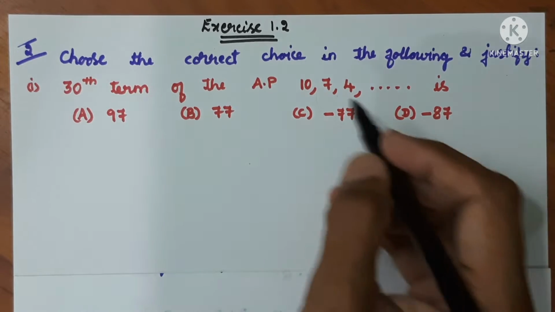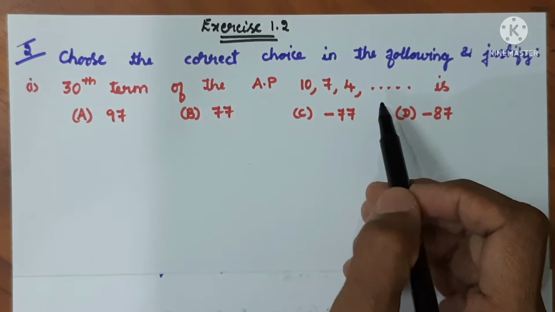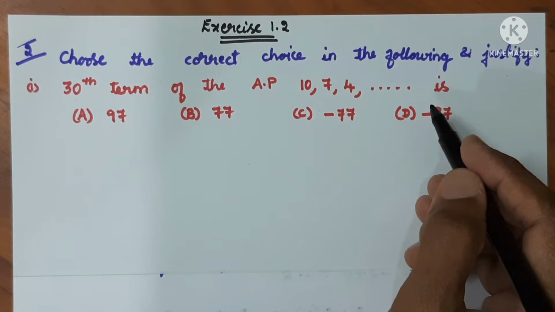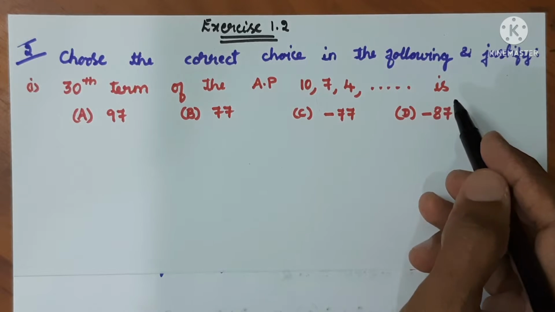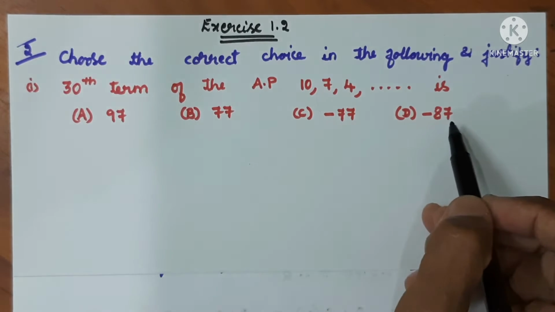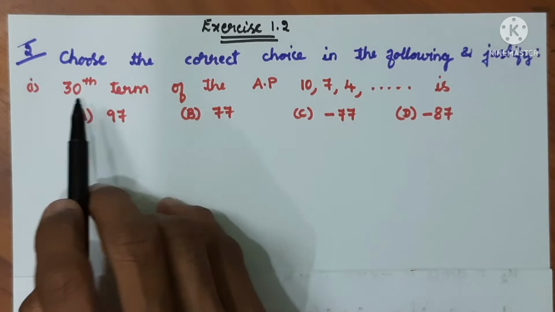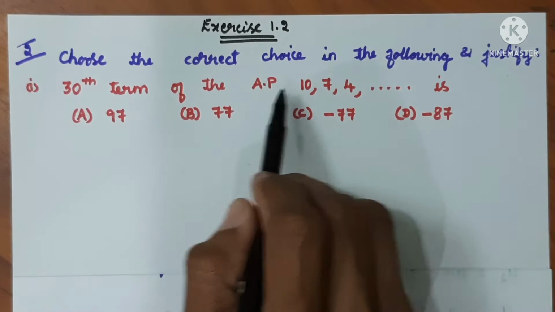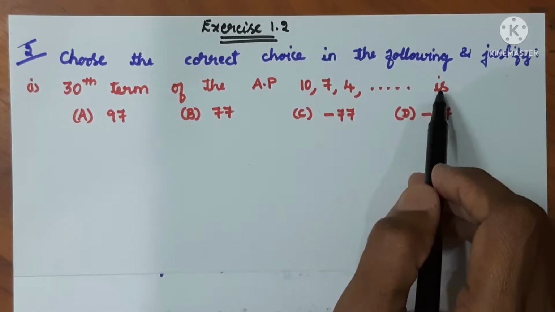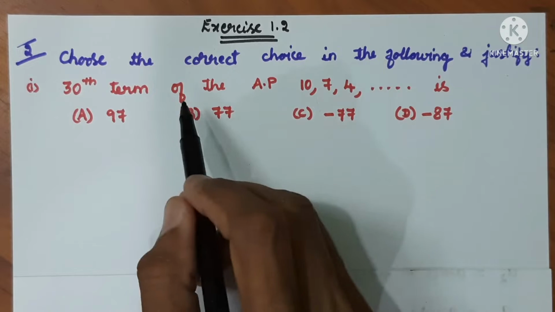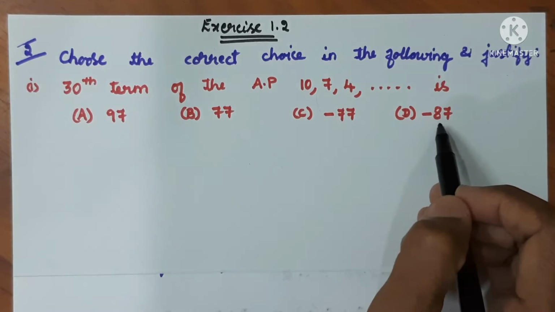Let us see what will be the answer for the first question. This type of question will be asked as objective type questions in the exams. They will give 4 answers, and you have to choose the correct answer. Now let us see. Here, the 30th term of the AP 10, 7, 4 is. We have to choose the 30th term of the given AP from the following 4 answers.